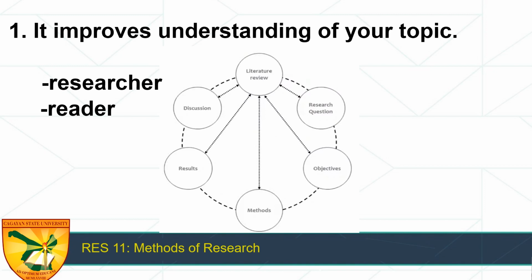So remember that your literature review process is iterative. You will see in the figure here that you do literature review when you make your research questions, your objectives, your methods, your results, and your discussion. It improves understanding of your topic not only for you as a researcher but also for your readers.